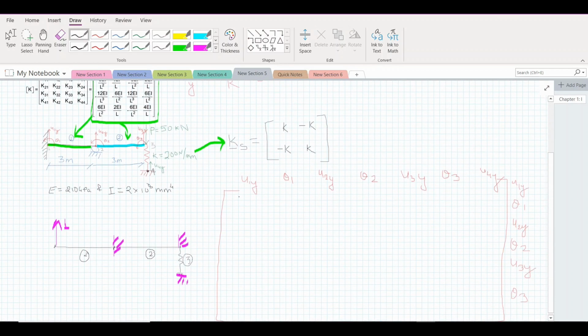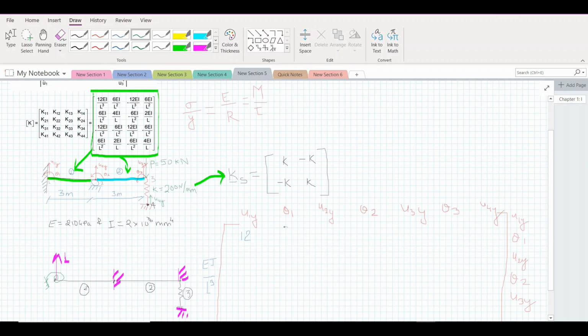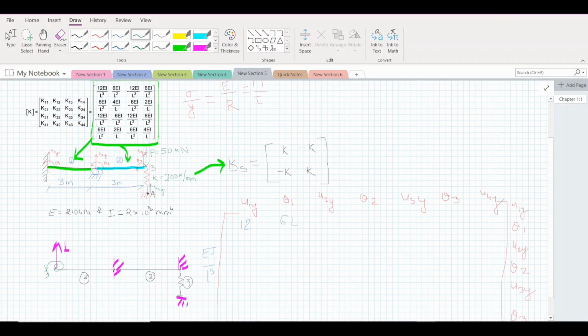Therefore, this will come out to be 12. Let me take EI by L cube as a common factor outside, so it is easy to write. So this will be 12 EI by L cube. And theta 1, which is this, since we are moving this one, we'll be restraining our movement here and finding out what force we get. For this one, which will be equal to 6 EI by L square, therefore it will be 6L. Here similarly, the reaction force will be minus 12, and theta 2 will be 6L.